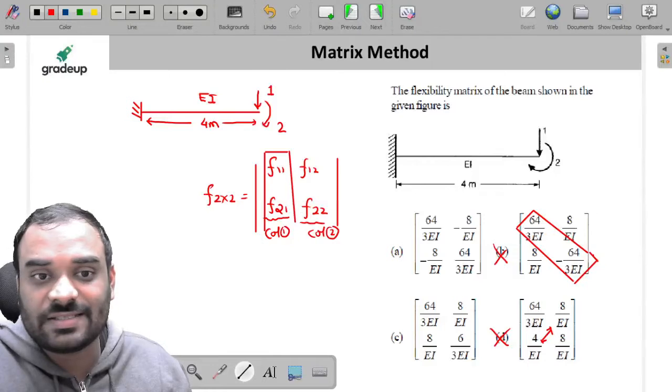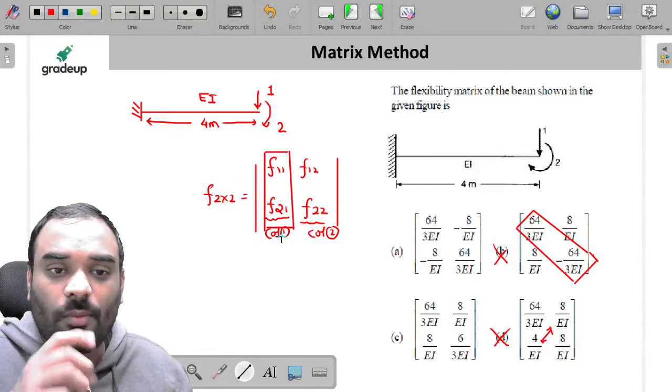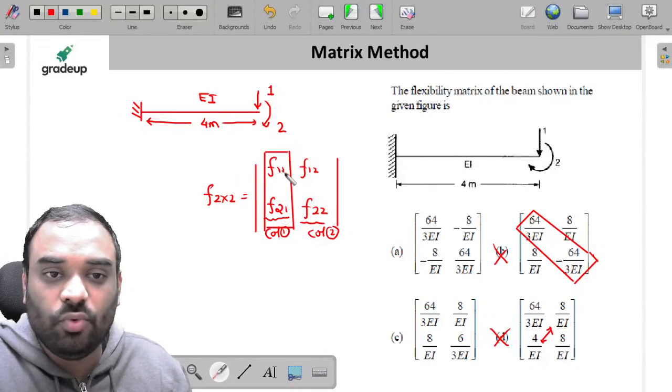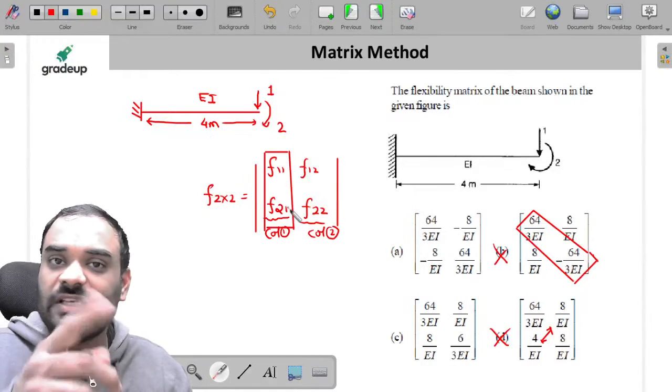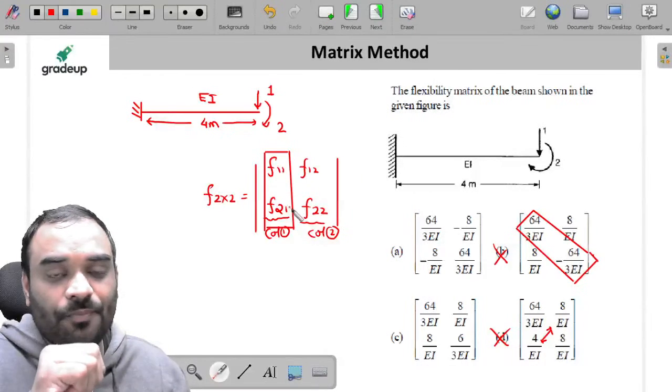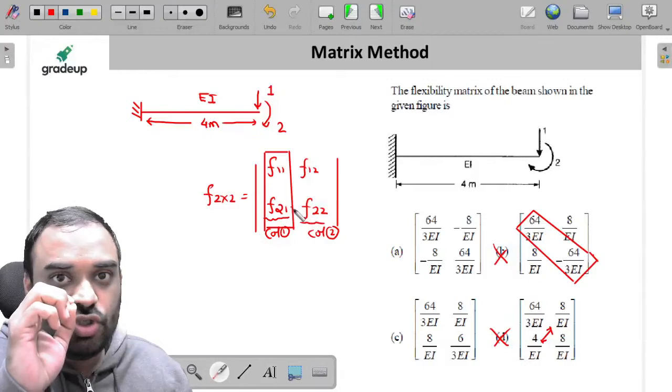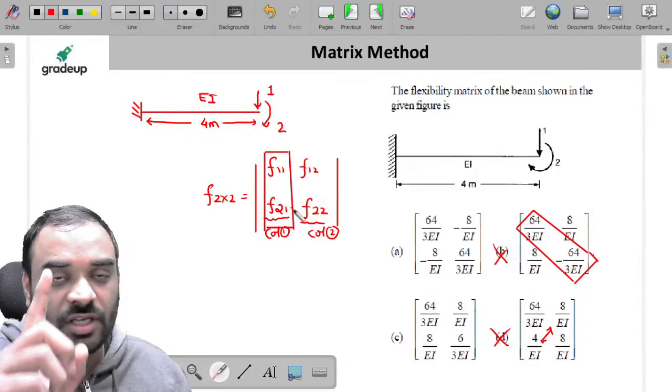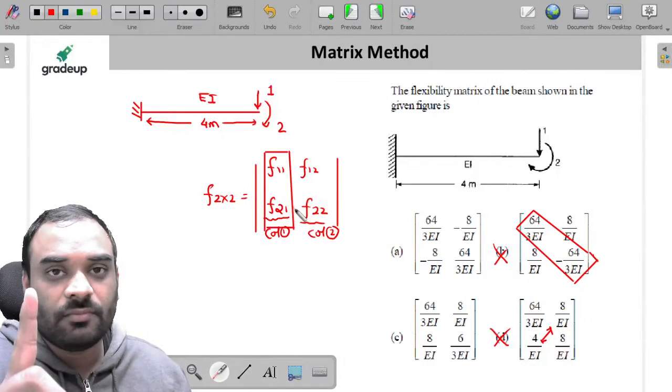We have to understand it. So what is the common parameter over here? It is 1, 1, 1, 1. 1 is common over here. So what we have to do? Give unit force, listen carefully, give unit force.